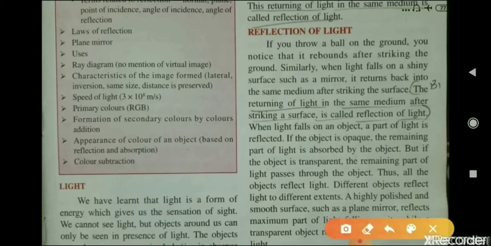Similarly, when light falls on a shiny surface such as a mirror, it returns back in the same medium after striking the surface. And the returning of light in the same medium after striking a surface is known as reflection of light. Okay, what is it known as? Reflection of light. All of you understood what is reflection of light? The returning of light in the same medium after striking a surface is called reflection of light.